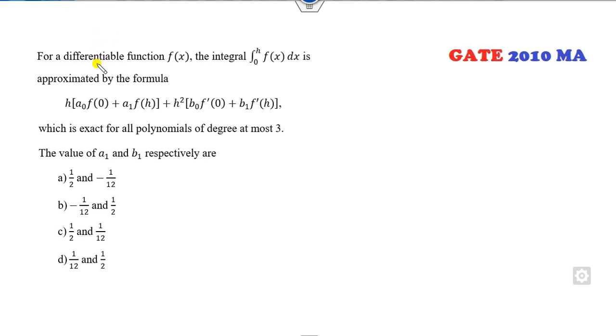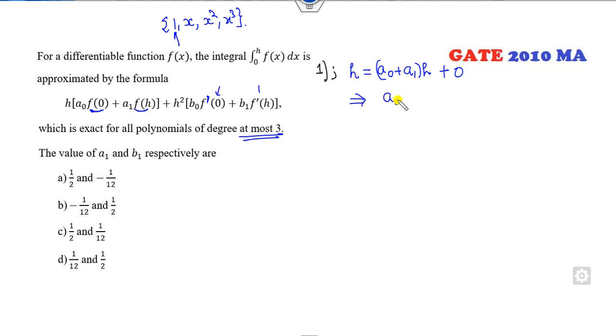Okay, look at this another one. Differentiable is there. Integration of this, the degree is at most equal to 3: 1, x, x square, x cube. Fine. So let's do it. Firstly, if I take 1, what is the integration of this? It is h. This will be h times 1. So it is nothing but a0 plus a1 of h plus f dash. What is the derivative of this one? 0. Its value is 0. So this is a0 plus a1 should be 1.